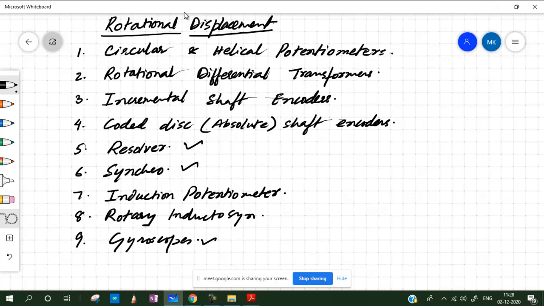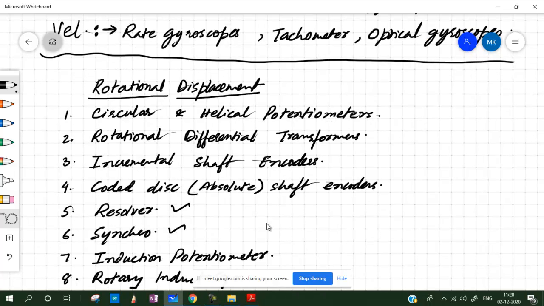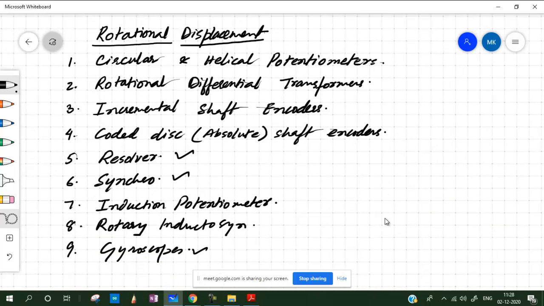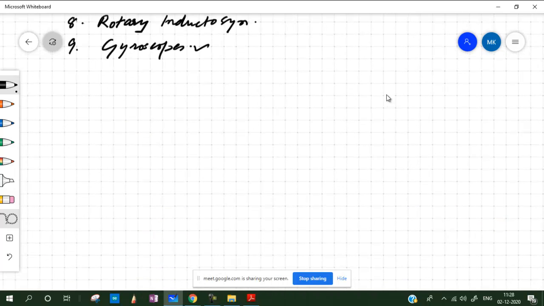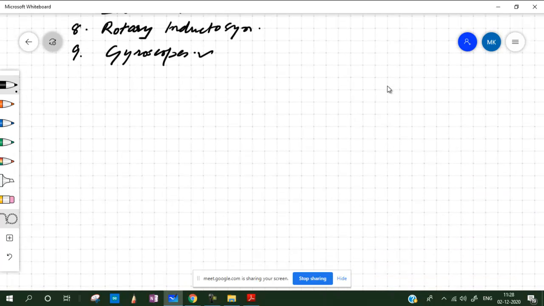Maybe we need to know the principle of how they actually work. Then we have something that works on the principle of change in inductance. We have induction potentiometers and rotary inductosyns, and then we have gyroscopes. Gyroscopes are generally mechanical, but we do have something called optical gyroscopes that I have put up here, which have come into the measurement and instrumentation industry. So we need to know the principle of their working.